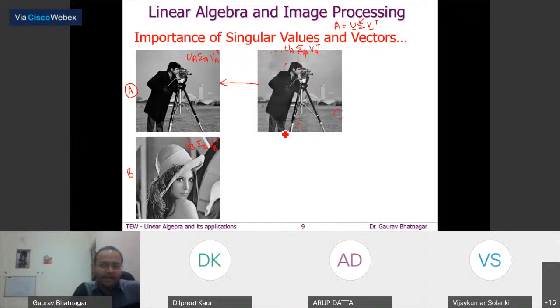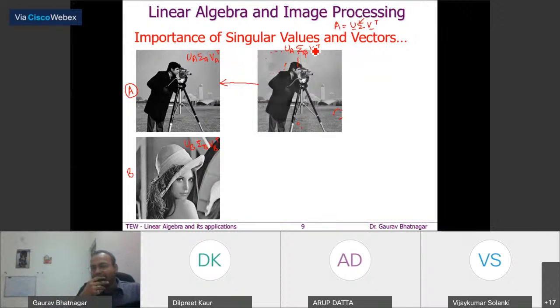And this experiment intuitively tells me that sigma A, or the singular values, are not that important for a matrix, because after changing the complete singular value matrix, I am going to get very little change in my reconstructed image.